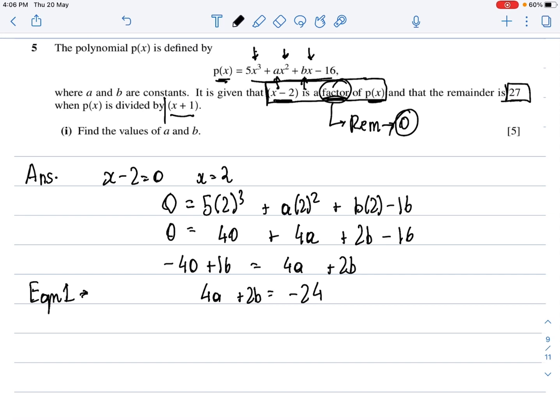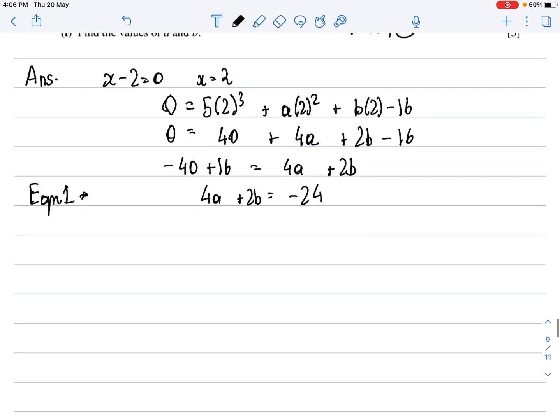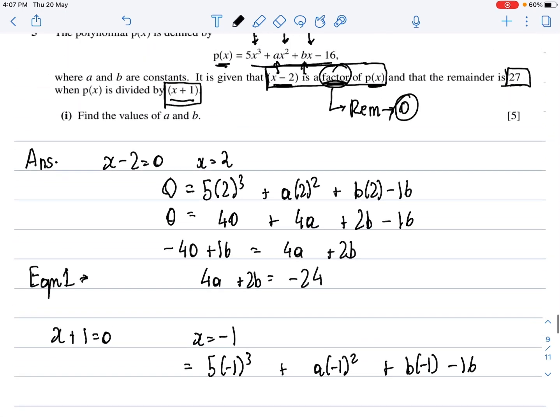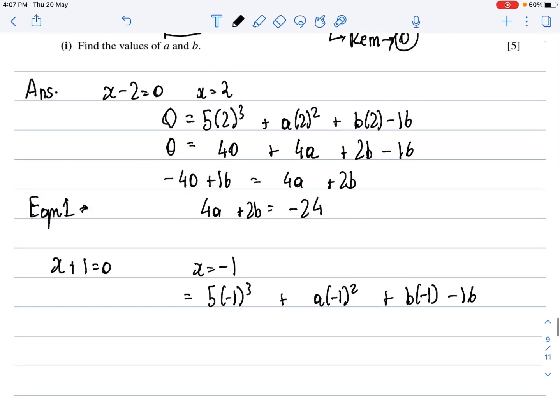Now let's concentrate on the second case. So I have x plus 1, which I equate to 0 to get my x as minus 1. So now I can write this as 5 into minus 1 the whole cube plus a into minus 1 the whole square plus b into minus 1 minus 16. And I know this will be equal to 27 because that's the remainder.